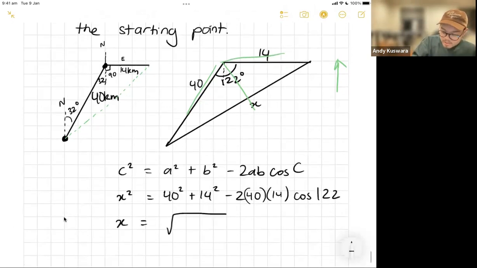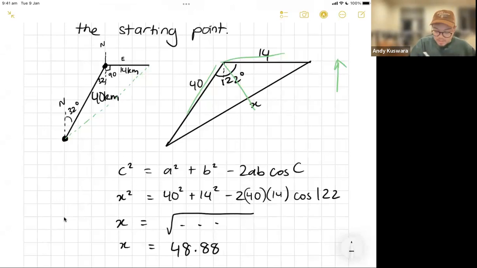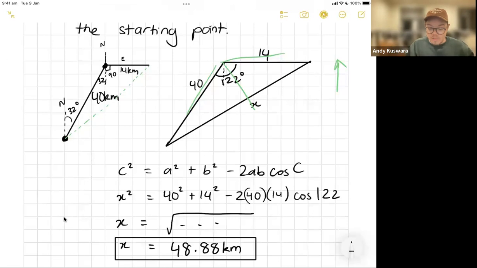Okay, now while we're here, let's square root that big boy. And x would be the square root of, see if you can beat me to it, 40 squared plus 14 squared minus 2 times 40 times 14 times cos 122. X here would be something like 48.88. Now, because we are finding a distance, I don't need degrees, I don't need anything. It's just going to be that. And we're assuming kilometers because all of our things have been in kilometers.